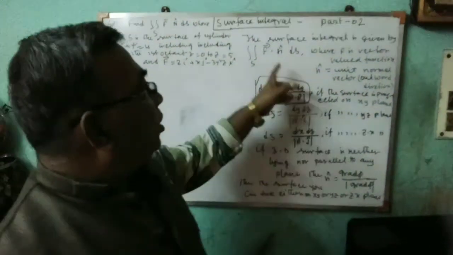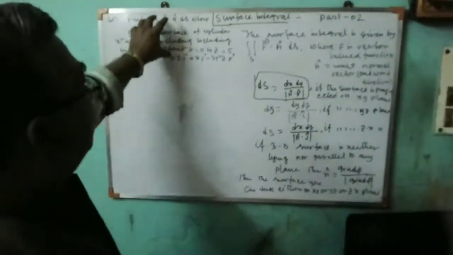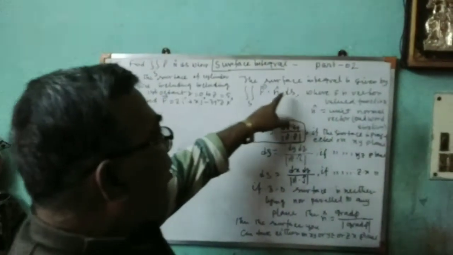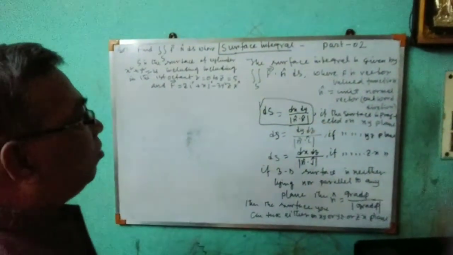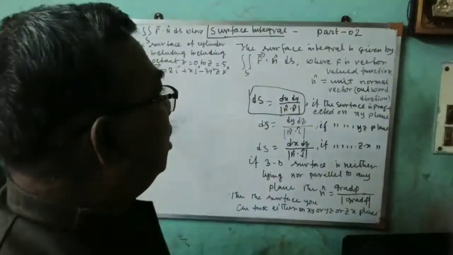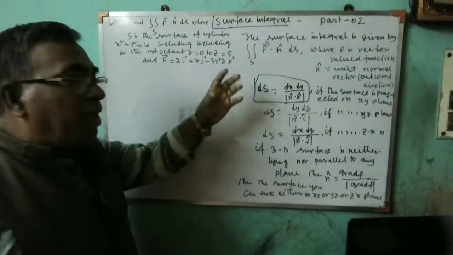So this is the surface integral formula. Using this formula, we will do this sum. What is F? This F should be given. It is a vector valued function. F is always given. The n vector you have to find and the dS vector you have to find. Put these values in this formula, then you will get the result.